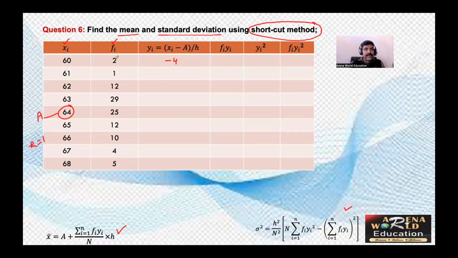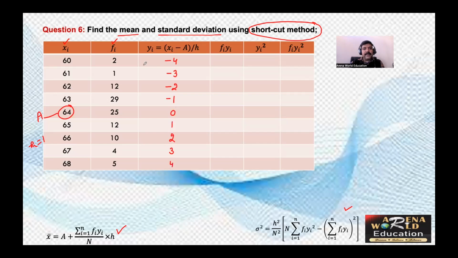So what about the second? 61 minus 64, this will be minus 3. 62 minus 64, this will be minus 2. 63 minus 64, this will be minus 1. Then 64 minus 64, this will be 0. Then 65 minus 64, this will be 1. Now the pattern will repeat, so we will just write 1, 2, 3, and 4.